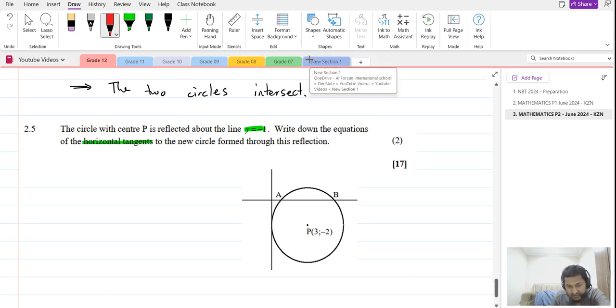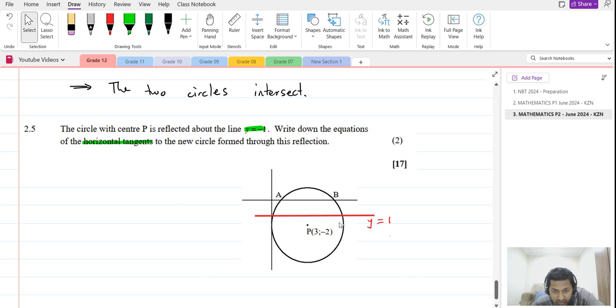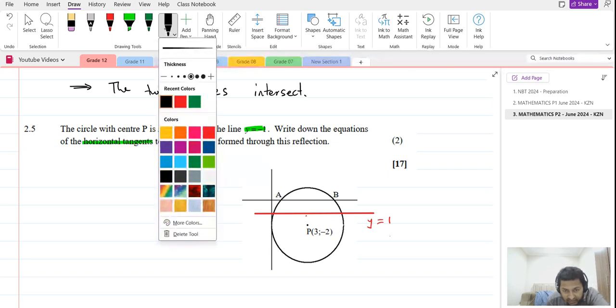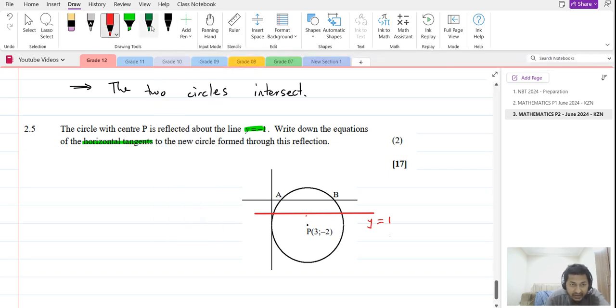So you're reflecting about the line y equals -1. Remember, minus 2 is down, so -1 is somewhere around here. I'm just taking it symmetrical, right? This is y equals -1. So where will the center be? Remember, that's the line of reflection. We can clearly see that the distance from the point to the line is 1. Why? Because from minus 2 to minus 1, that's 1. And the distance from here to there will be 1 as well, right? So basically this point gets reflected there.